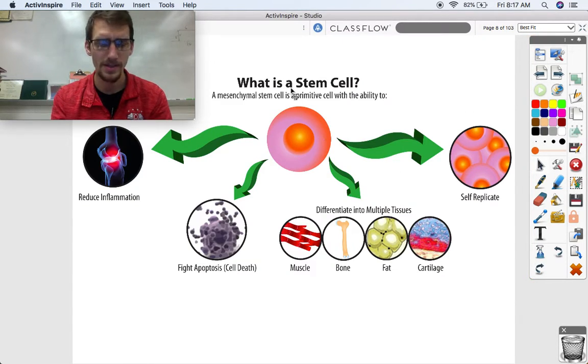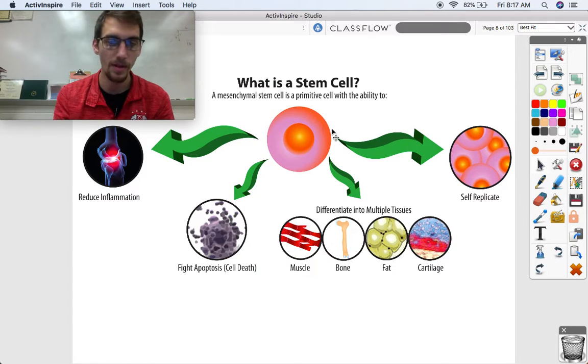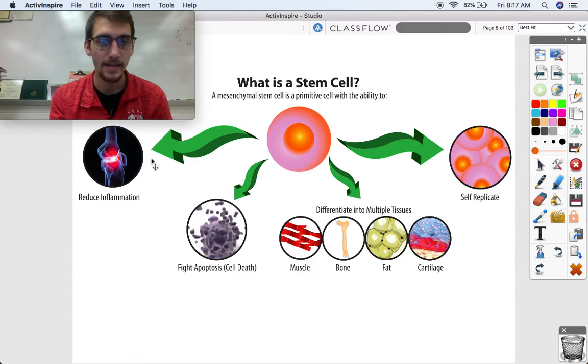All right, so just a recap of what a stem cell is. It's a mesenchymal stem cell. It's a primitive cell with the ability to differentiate into several different types of cells or different types of tissues. So yeah, it's a cell without a job yet. It's going to get a job. It just needs to grow up a little bit.